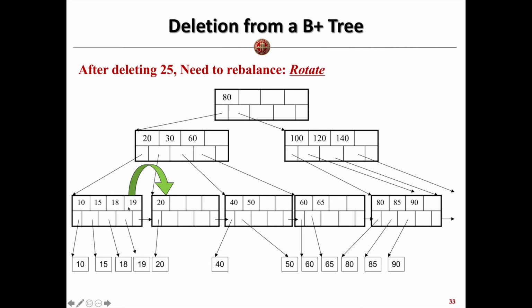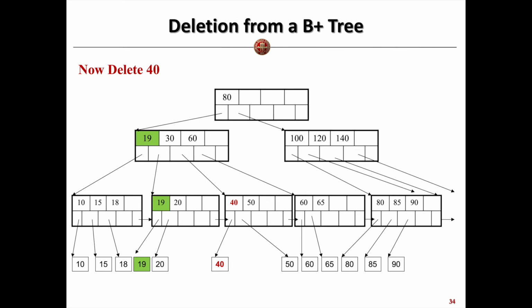If we can borrow one key from the left-hand side, from 19 to this right-hand side node, we can resolve this problem hopefully. This operation is called rotate. So after we do the rotate, we have to move the 19 from the left node to the right node, and it will move the pointer to the right node as well.